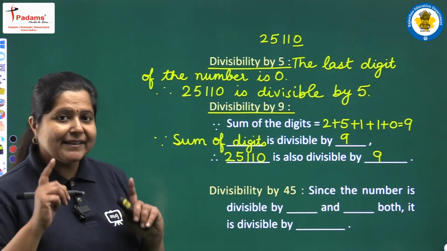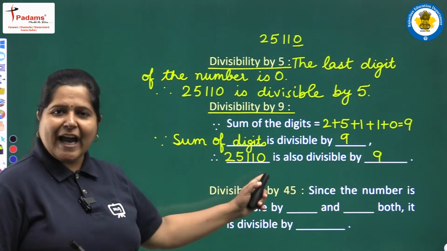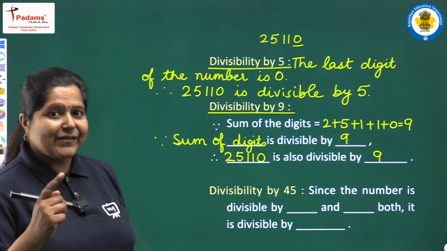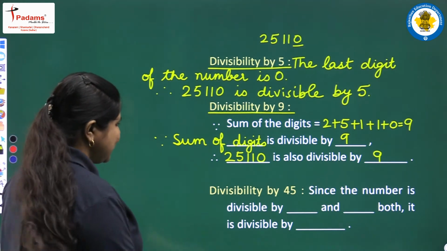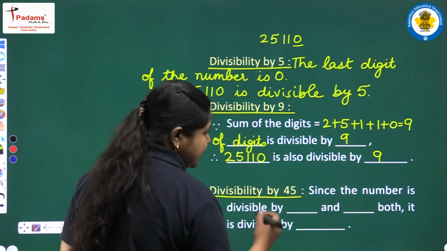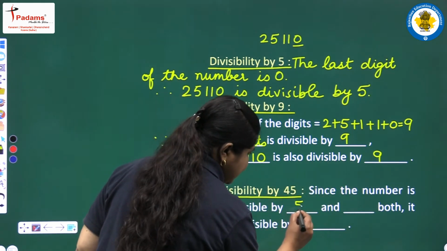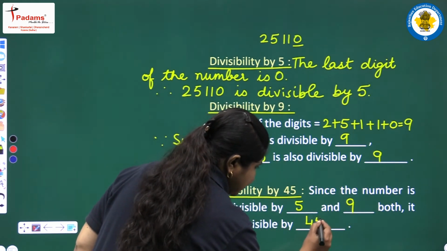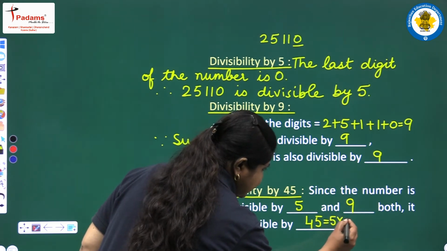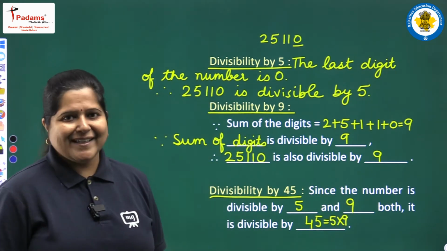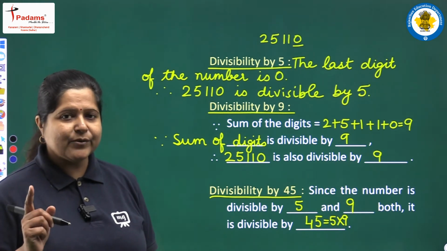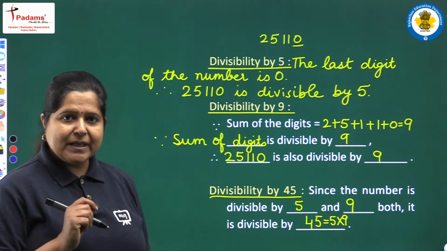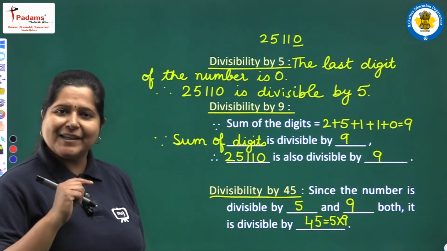So what do we see here? The number is divisible by 5 also and by 9 also. So it will definitely be divisible by their product, 5 into 9, that is 45. So we write here the divisibility by 45. Since the number is divisible by 5 and 9 both, it is divisible by 45, which is equal to their product 5 into 9. Got it? So the divisibility test that we have used, you should remember it, is that if two co-prime numbers divide a number, then the same number will be divided by their product also.